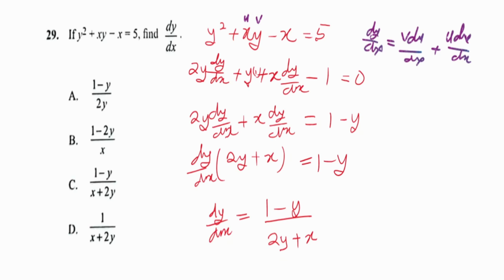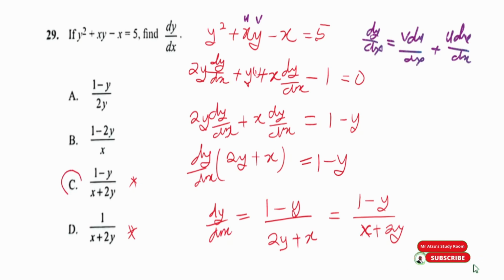And when we look at the possible answers, these two are the ones that come closer, and in both of them the x comes first because addition is commutative, of course. So I can rewrite this as 1 minus y over x plus 2y. And looking through, that is option C.